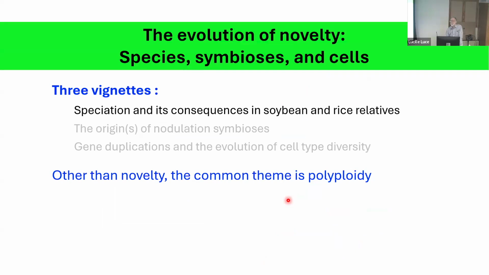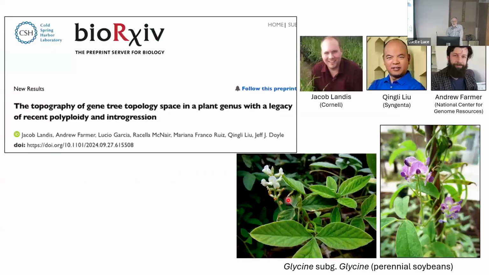So the first of my vignettes is about speciation. I'm not going to talk much about this. This is an area where a lot of my research has been over the years. But I'm just going to mention a couple of things that we've been doing lately. It's a long-term project, actually, to look at the evolution of the soybean relatives that you see down here, perennial soybeans native to Australia. Jacob Landis has led much of this work in recent years.